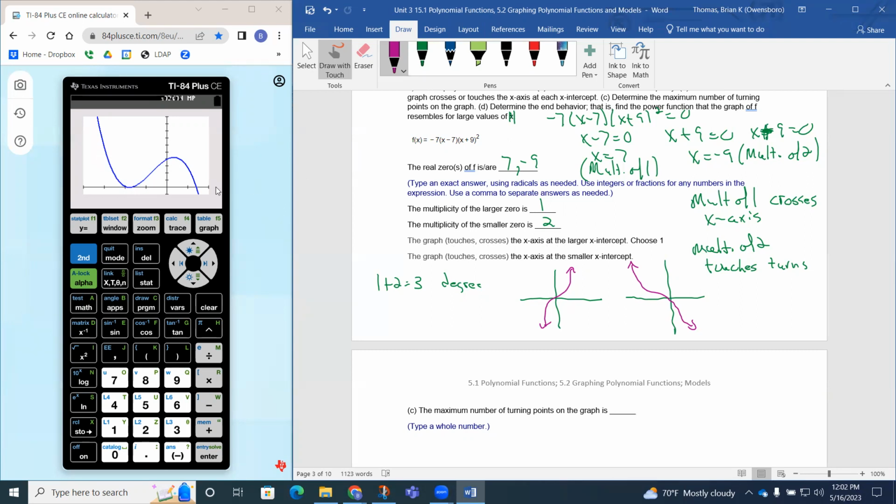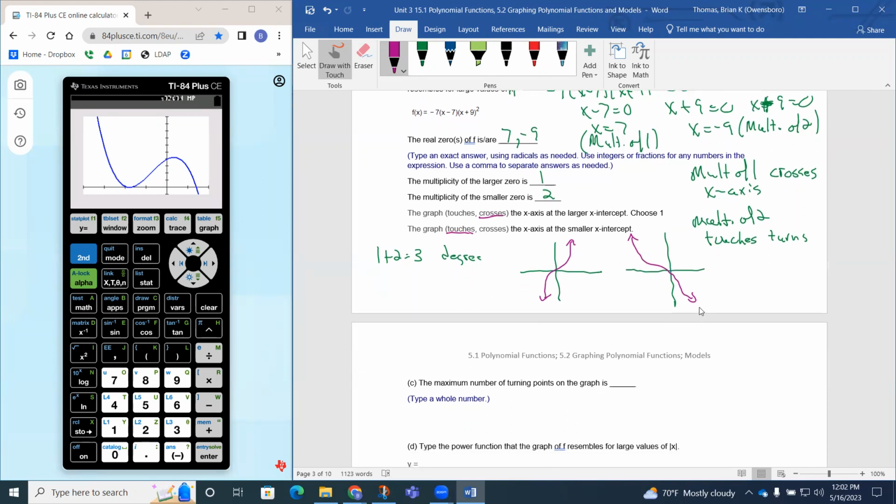Notice that the larger one is actually the 7. Notice that the 7 actually just crosses the x-axis. But at the smaller x-intercept, it actually comes down and touches and turns again. So that's what happens at multiplicity of 2s, it touches. So those are some things that we should be picking up on. One is a degree 3 is kind of a snake-looking graph. But since the leading coefficient is a negative, it's going to reflect it over the x-axis. It's going to flip it that way.